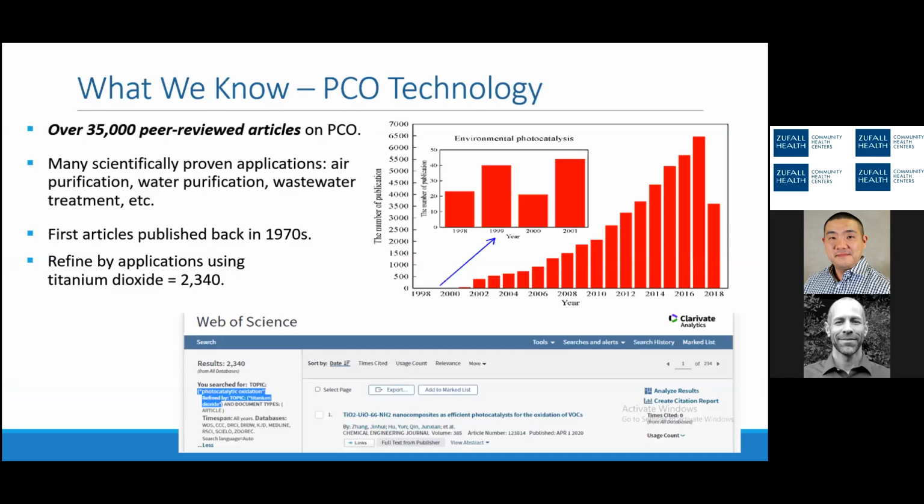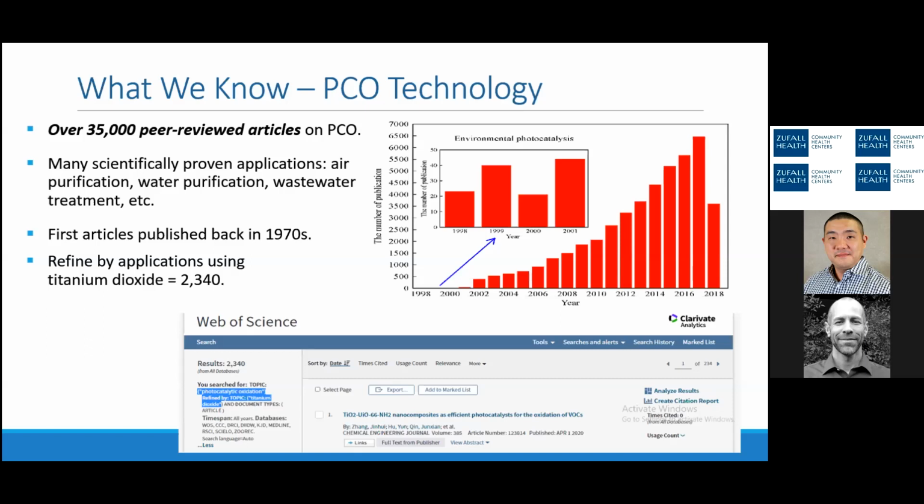So since then, we know quite a bit about PCO technology. There are over 35,000 peer-reviewed publications specifically on this technology. You can see over the last 10 years, there's been an exponential increase in interest in publications on this technology. And this is not just an air purification technology. PCO is used for water treatment and water purification, as well as wastewater treatment. It's also used in food processing facilities and a lot of other applications.